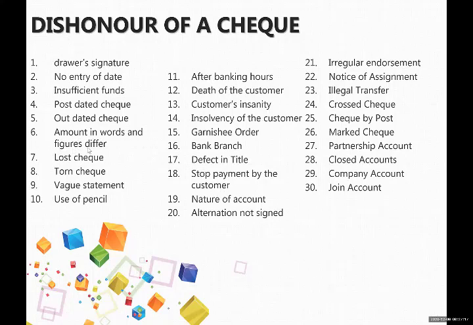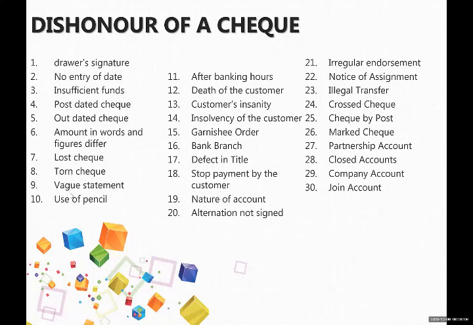Amount in words and figures differ. If you have mistakenly written a different amount in words and in figures, you forgot to add one more zero, you made some mistake in writing words and figures, the bank will dishonor the check. Yes, lost check. The check which is already reported to the bank as lost. When it comes to the bank's counter for payment, the bank will refuse to make the payment. Torn check means a check which is torn into two pieces, or maybe partially torn. So the bank will refuse to make the payment.